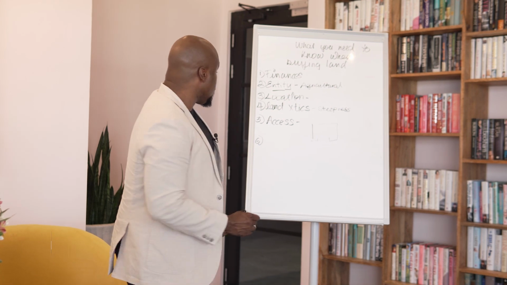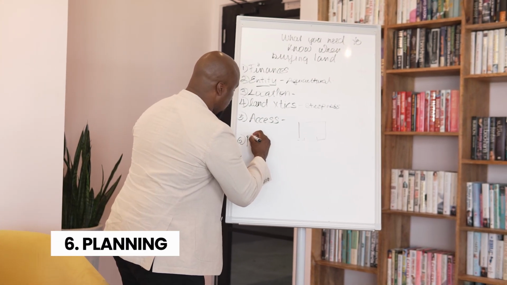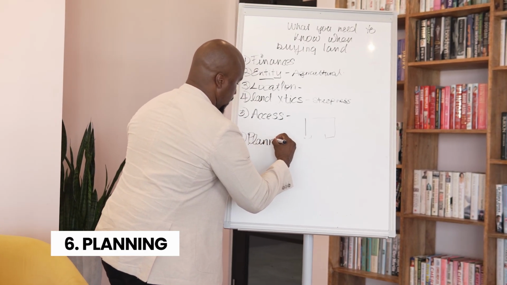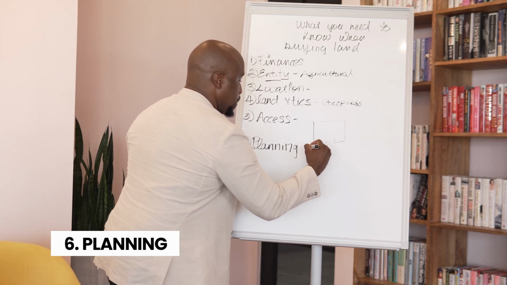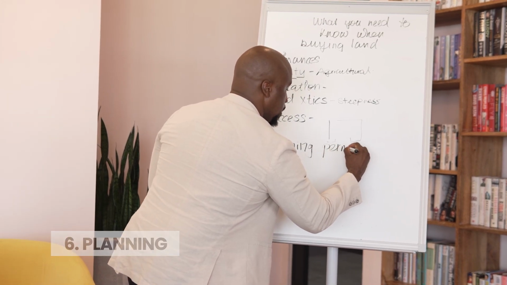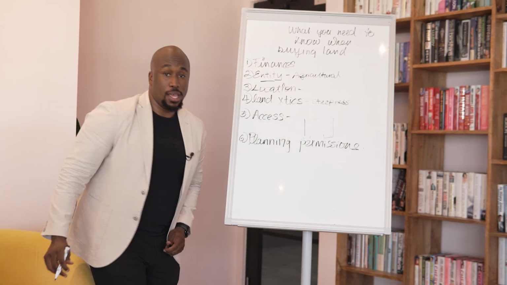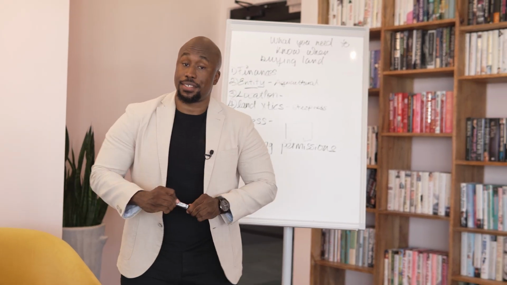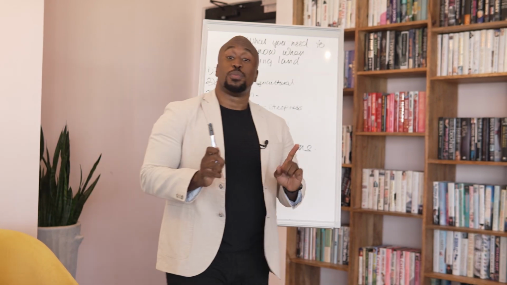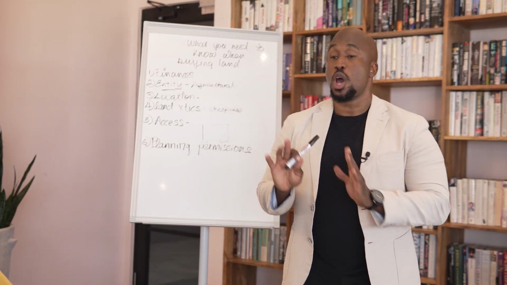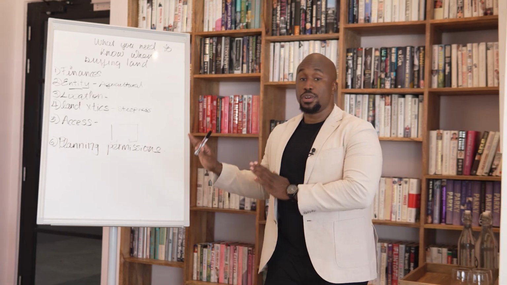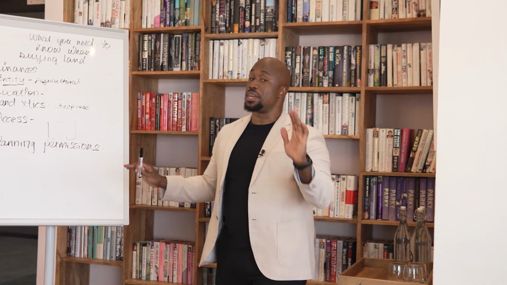Now, the sixth thing that you want to look at is planning permissions. Why planning permissions? Family, you want to ensure that these are taken care of, and you also want to make sure that you go to the right professionals all through this process. Ensure you have the right professionals.